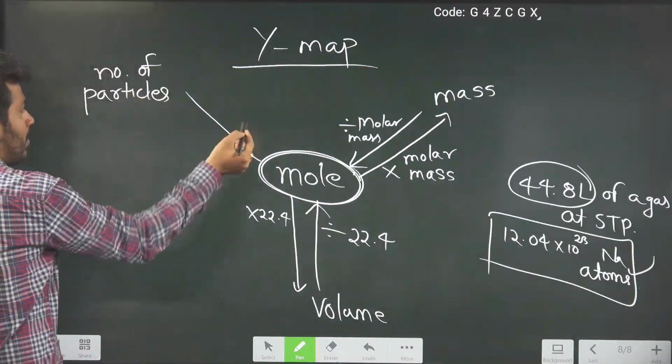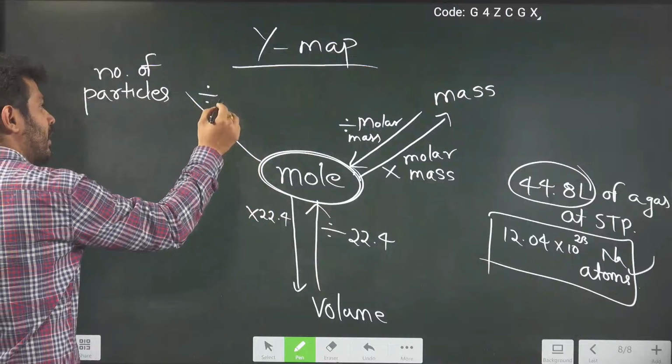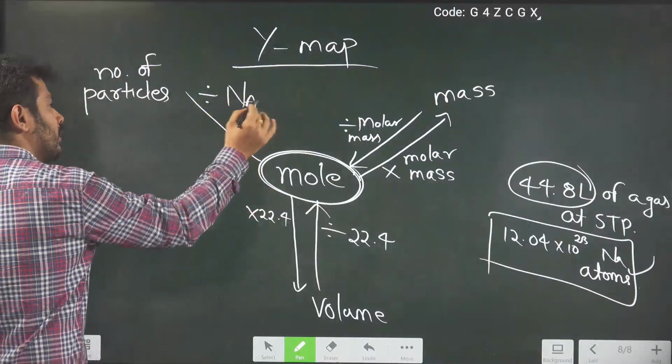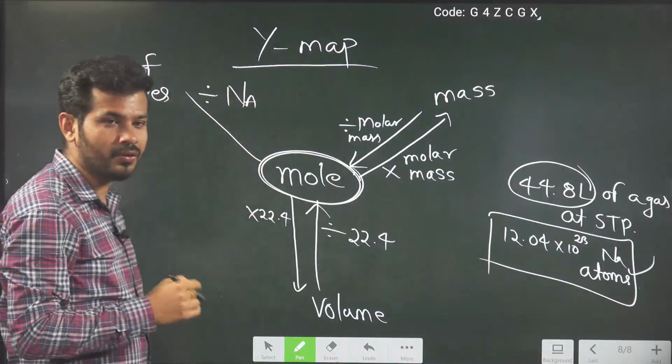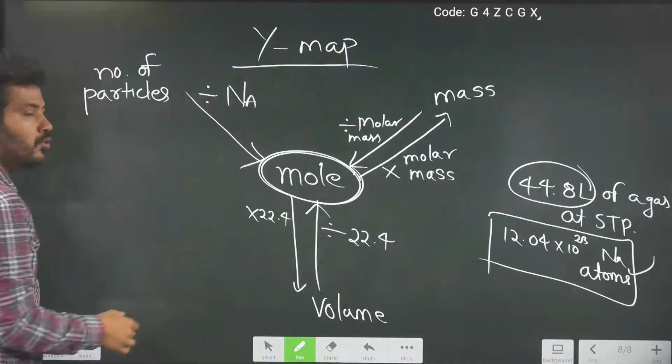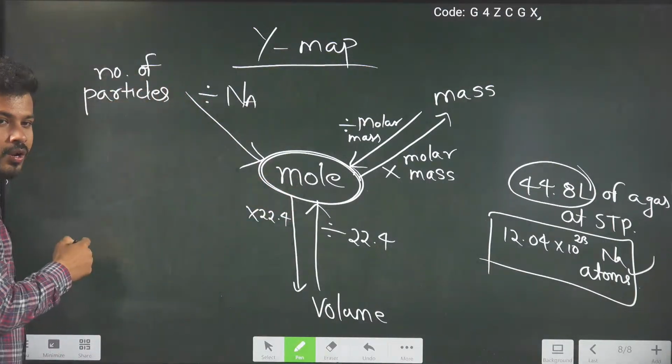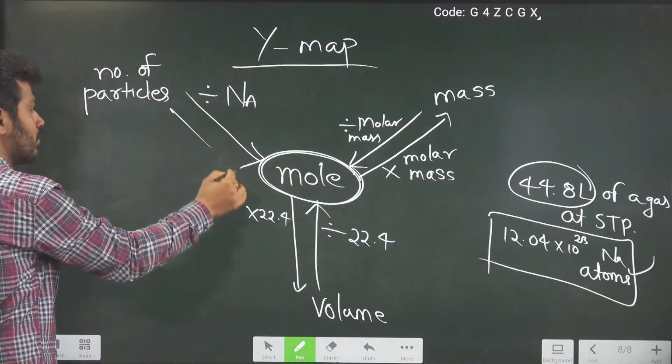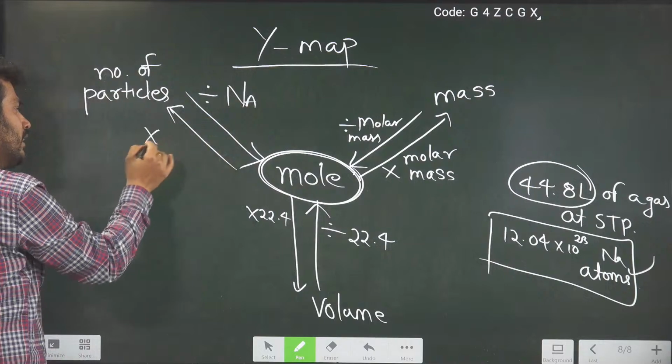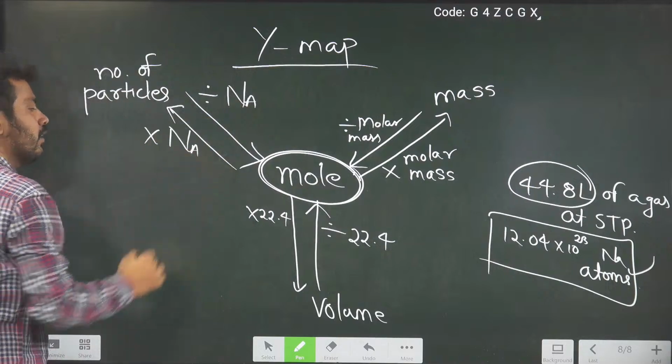So given number of particles, if you divide by Avogadro's number, which is 6.02 × 10^23, then you will get the number of moles. And from mole, how to convert into number of particles? Just do the reverse. Here it is division, here it is multiplied with Na.